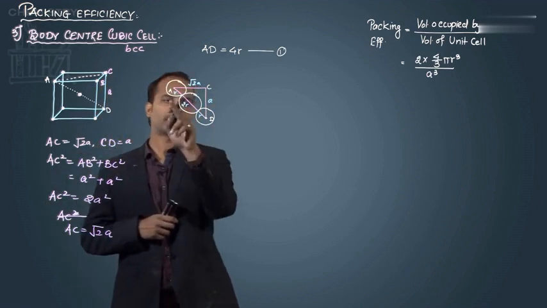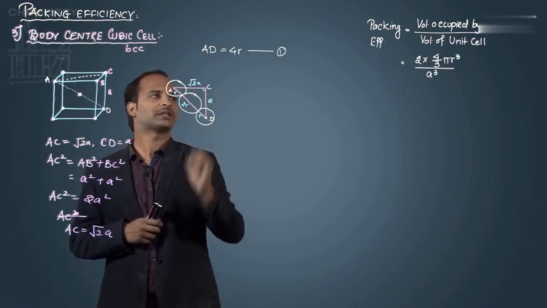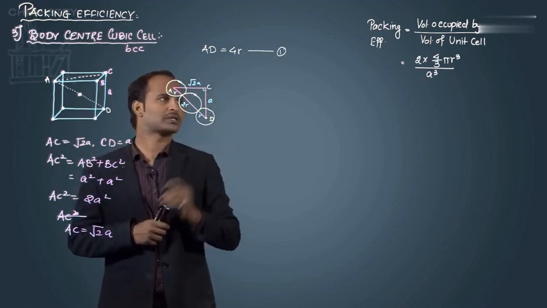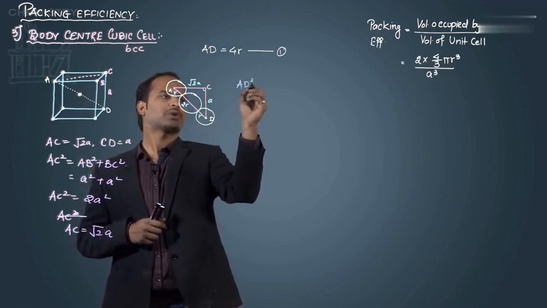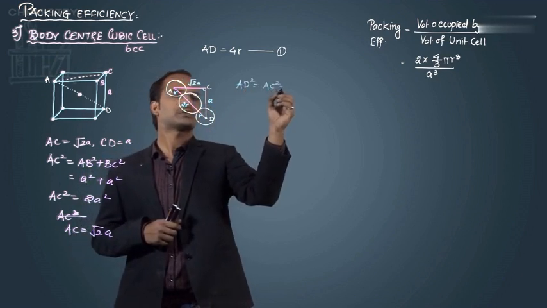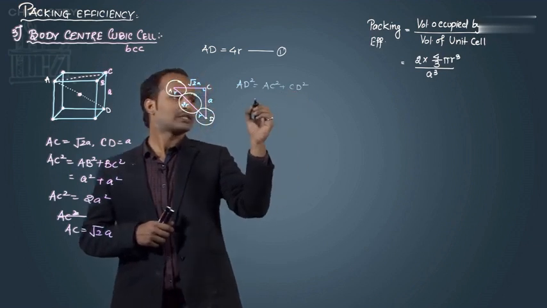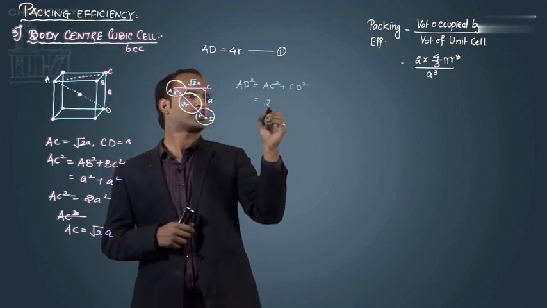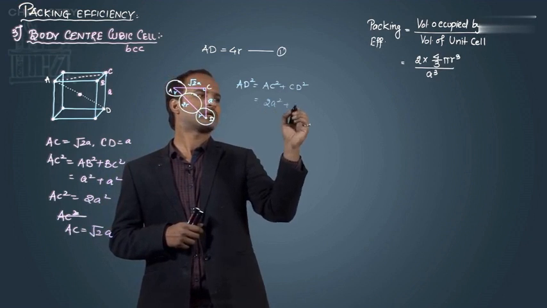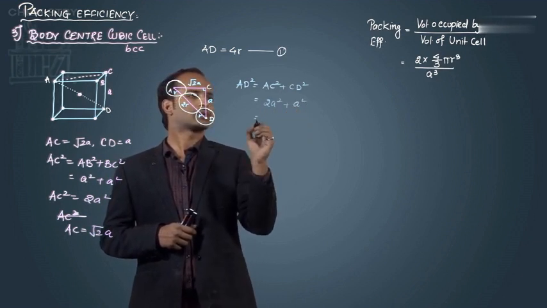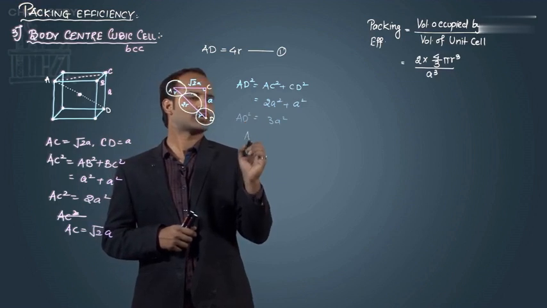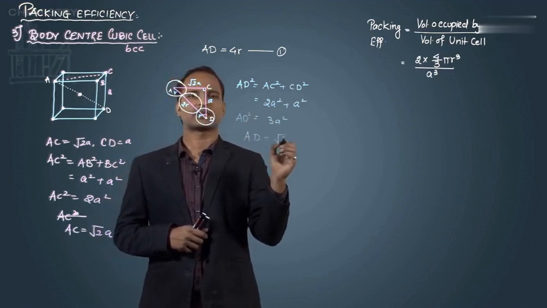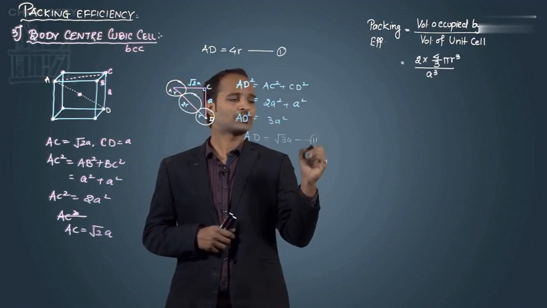Now I want AD in terms of a. This is again 90 degrees, so again I can use the Pythagoras theorem. By Pythagoras theorem, hypotenuse square, AD square, is equal to AC square plus CD square. AC square is root 2a whole square, that is 2a square, plus CD square is a square. So AD square is equal to 3a square, so AD is equal to root 3a. This is equation number 2.